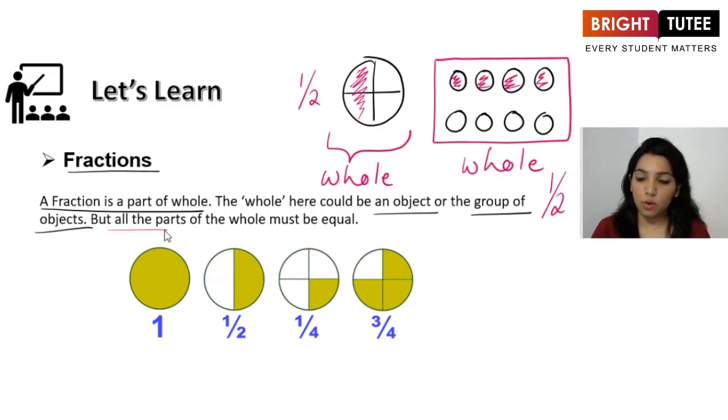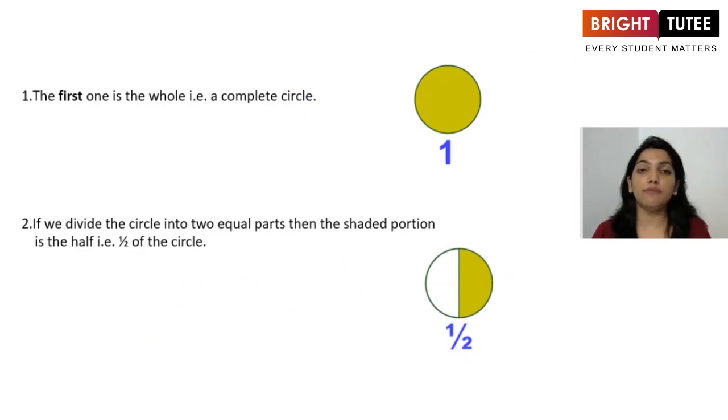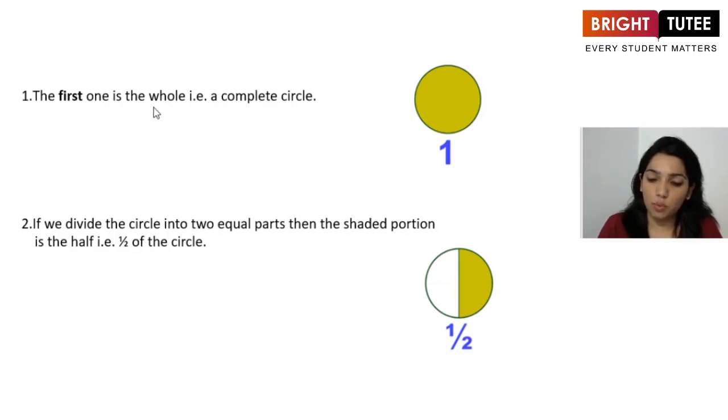It says all the parts of the whole need to be equal. Very important point again. Everything needs to be equal if we are writing them in fractions. So here comes the example you can see in front of you. Let's discuss these images in a broader sense. The first one that you see is the whole, a complete circle. Is that right? We see the complete circle colored, so it is one whole, and we denote it by 1.